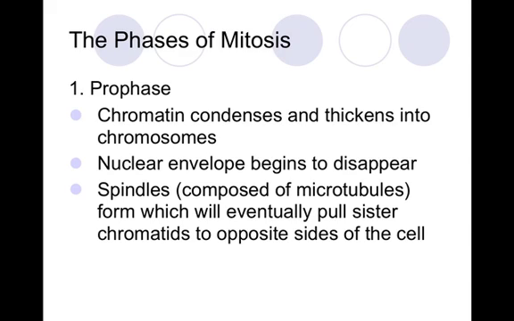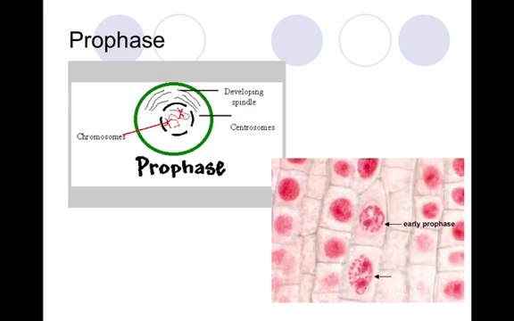The nuclear envelope, which is the same as the nuclear membrane, begins to disappear. Spindles start to form, and they're composed of microtubules, and these form from the centrioles. And again, the centrioles develop during the end of interphase. During prophase, the spindles start to come out of those centrioles, and they move to each end of the cell. So the two centrioles aren't together anymore. One's at one end of the cell, and the other's at the other end of the cell, and they have spindles coming out of them.